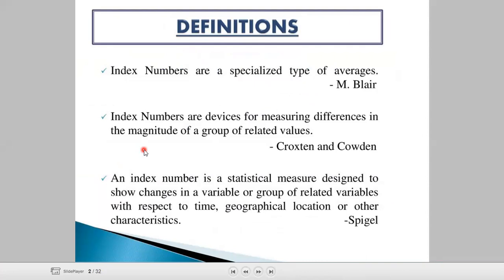On your screen, you can see that there are certain definitions which are given about the index number. Let us study the first one. Index numbers are a specialized type of average. This was the definition given by Ampere, who said that index numbers are a type of special averages which are utilized to measure the differences in the magnitude of one item with another item.